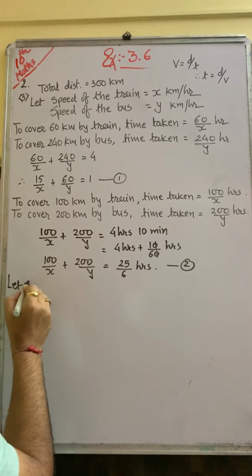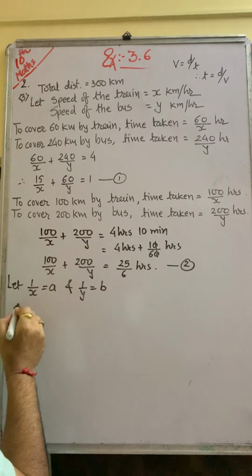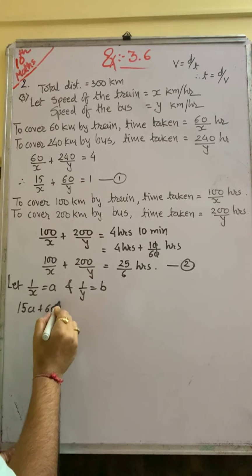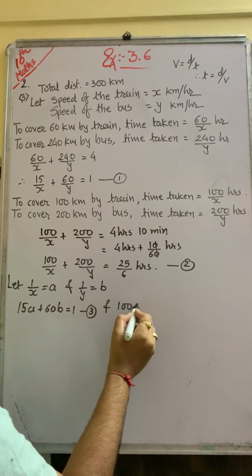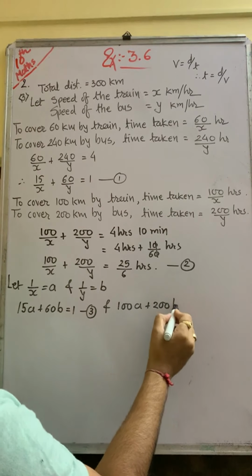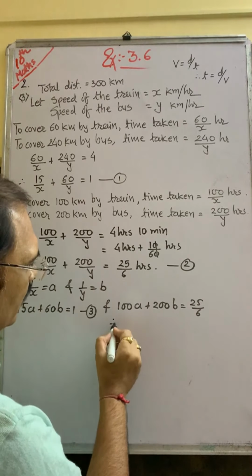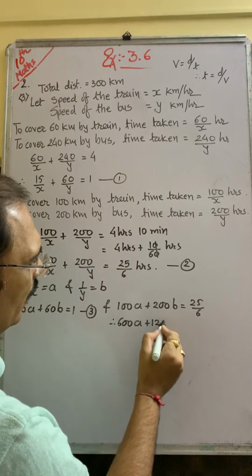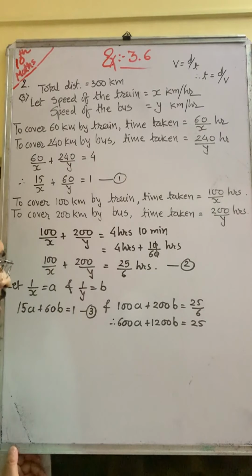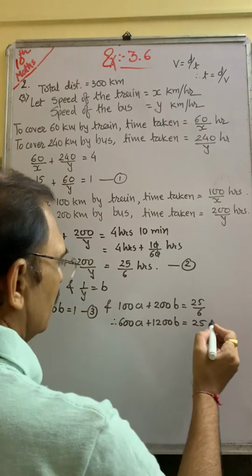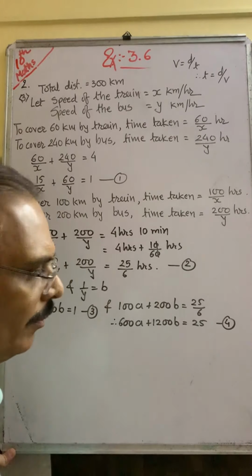Now suppose let 1 upon x equals to a and 1 upon y equals to b. Place the value: 15a plus 60b equals to 1. Number 3. And 100a plus 200b equals to 25 upon 6. Multiplied by 6, 600a plus 1200b equals to 25. You can divide it by 25 also, but if you don't want to divide, then keep this term as it is. Number 4. Now eliminate.